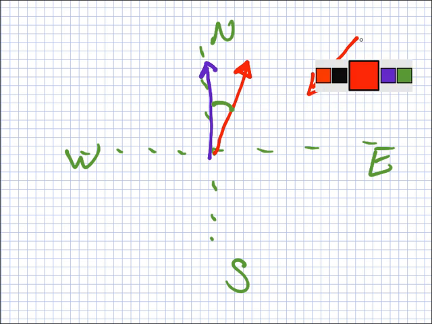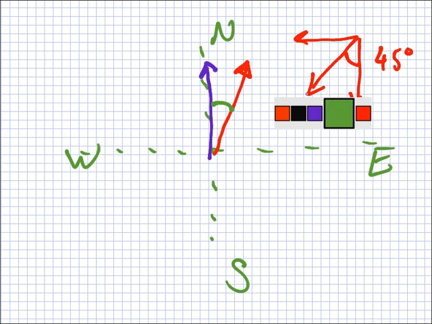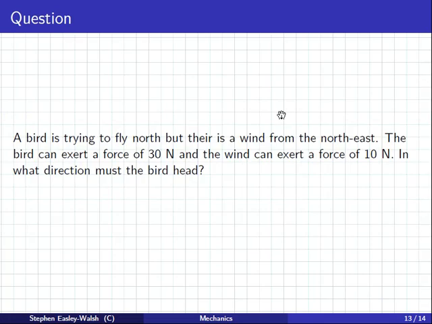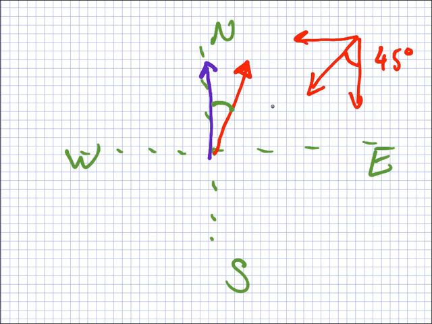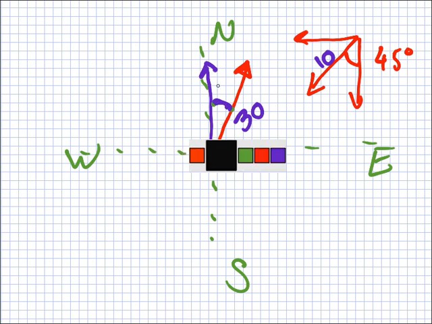Okay? And this is at 45 degrees. And it is 10 newtons. So this is 10. And the bird here can do a 30. And I need the theta here. Okay. And again, my tip is kind of easier if you find this first and then find this.